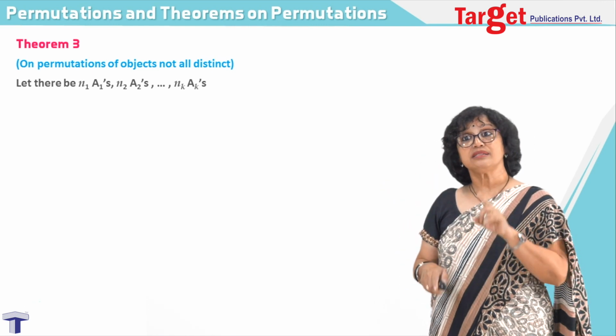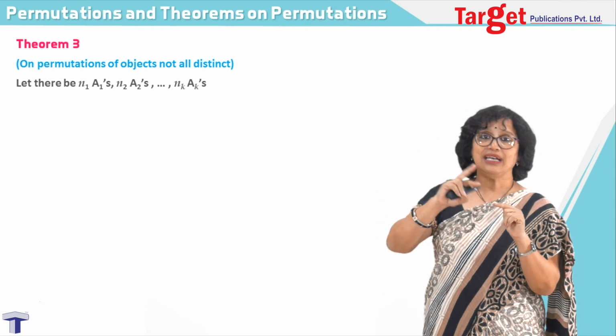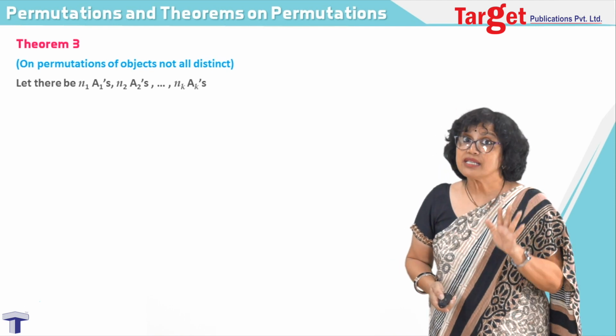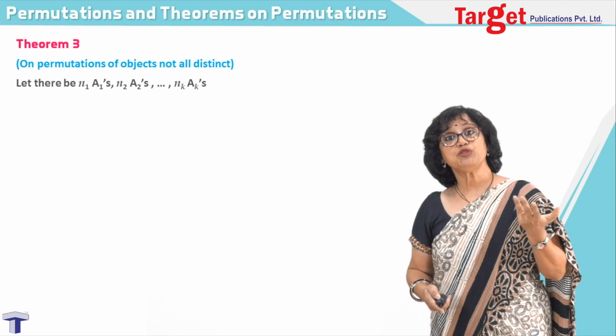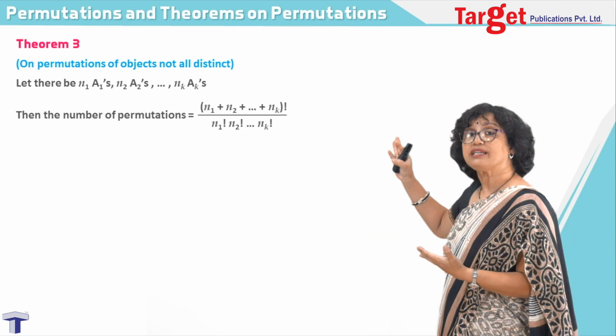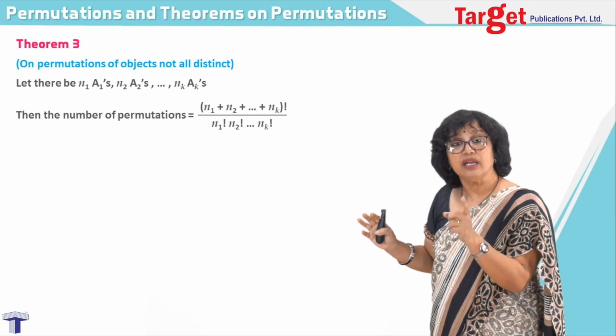Now what happens here? Since the a1s are repeating, even if you interchange two a1s, no new arrangement you get. That is why many arrangements get repeated if you write your answer simply as (n1 + n2 + n3 + ... + nk) factorial. So this cannot be the answer.